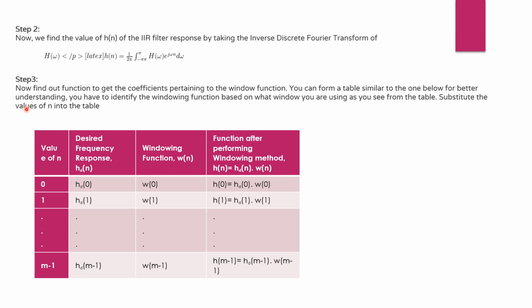The next step is to find out the function to get the coefficients pertaining to the window function. You can form a table similar to the one given below for better understanding. You have to identify the windowing function based on what window you are using, as you can see from the table. Substitute the value of n into the table and find out the desired frequency response small h d of n.